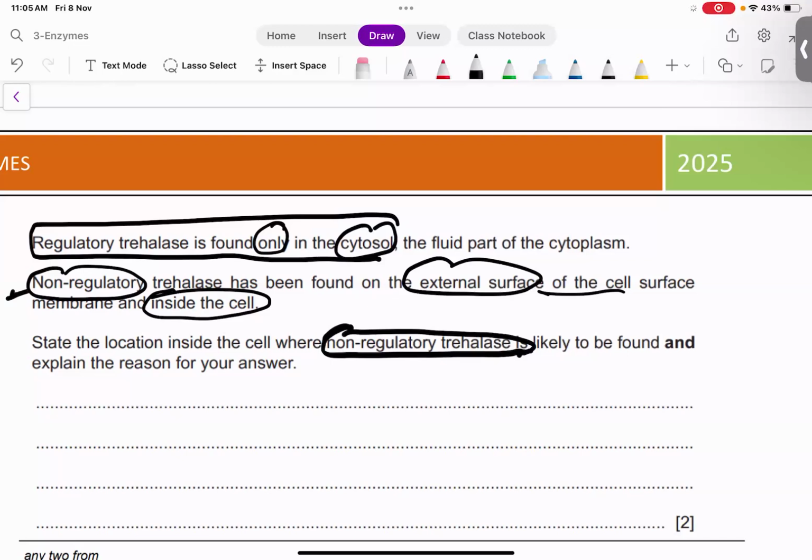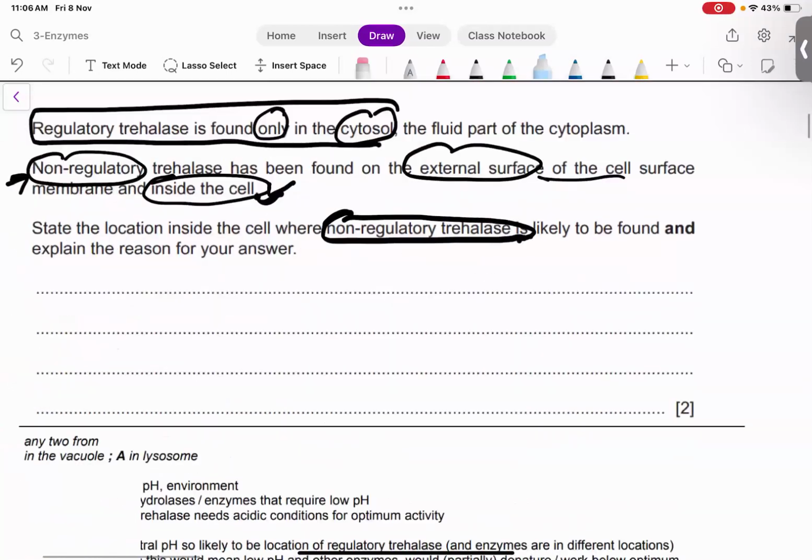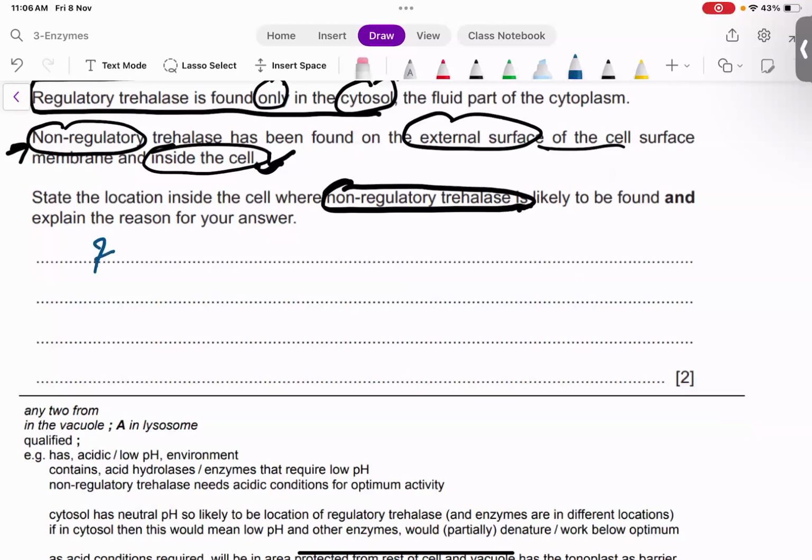So this is non-regulatory trehalase. It is found inside the cell, but here it gives its function. It causes hydrolysis. The hydrolysis of trehalose is catalyzed by two. So as it causes hydrolysis, hydrolysis takes place in a cell by hydrolytic enzymes, and these hydrolytic enzymes are present in lysosomes. So this must be found in lysosomes. Why is it found in the lysosomes?